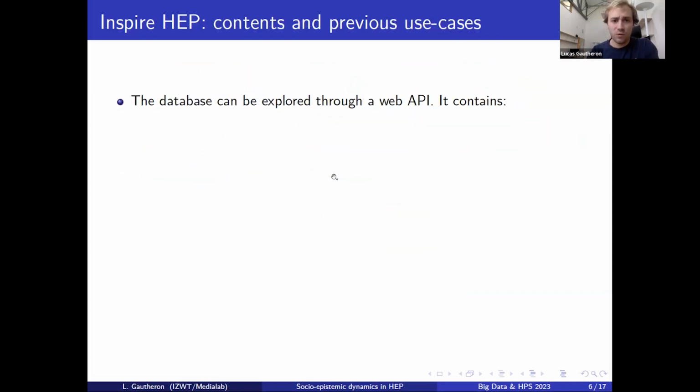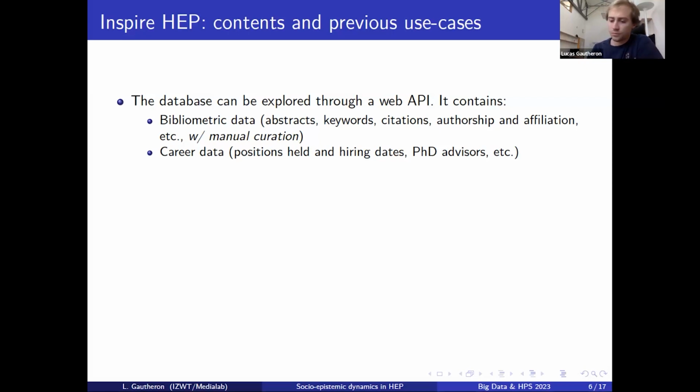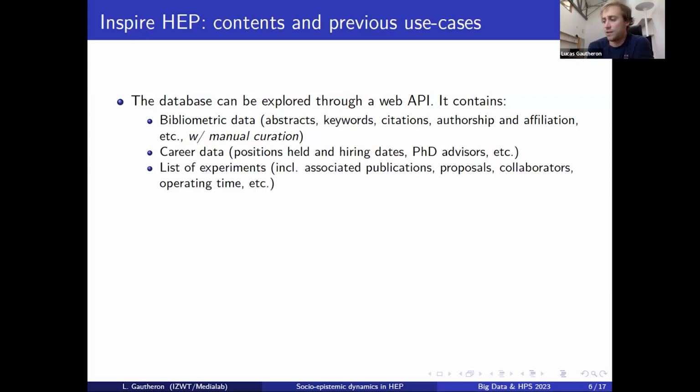This database can be explored through an API. Why is it interesting? First, as I said, it contains bibliometric data, abstracts, keywords, citations, authorship, and affiliations, which benefit from manual creation. But what is more original maybe is that it goes beyond traditional bibliometric data. For instance, it contains career data about physicists, such as positions held, hiring dates, PhD advisors, etc. It also contains lists of experiments, their publications, their initial proposals, their members, and their operation history.